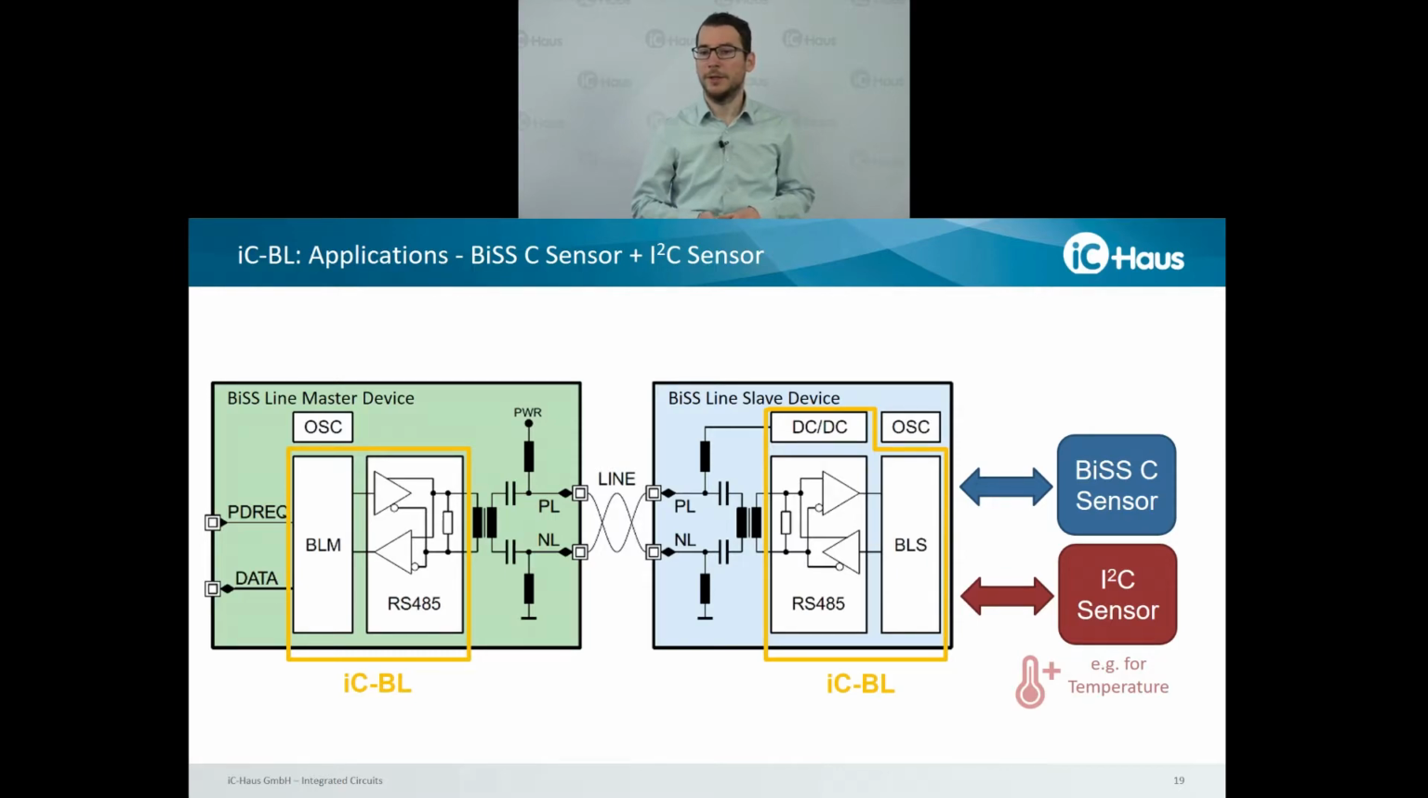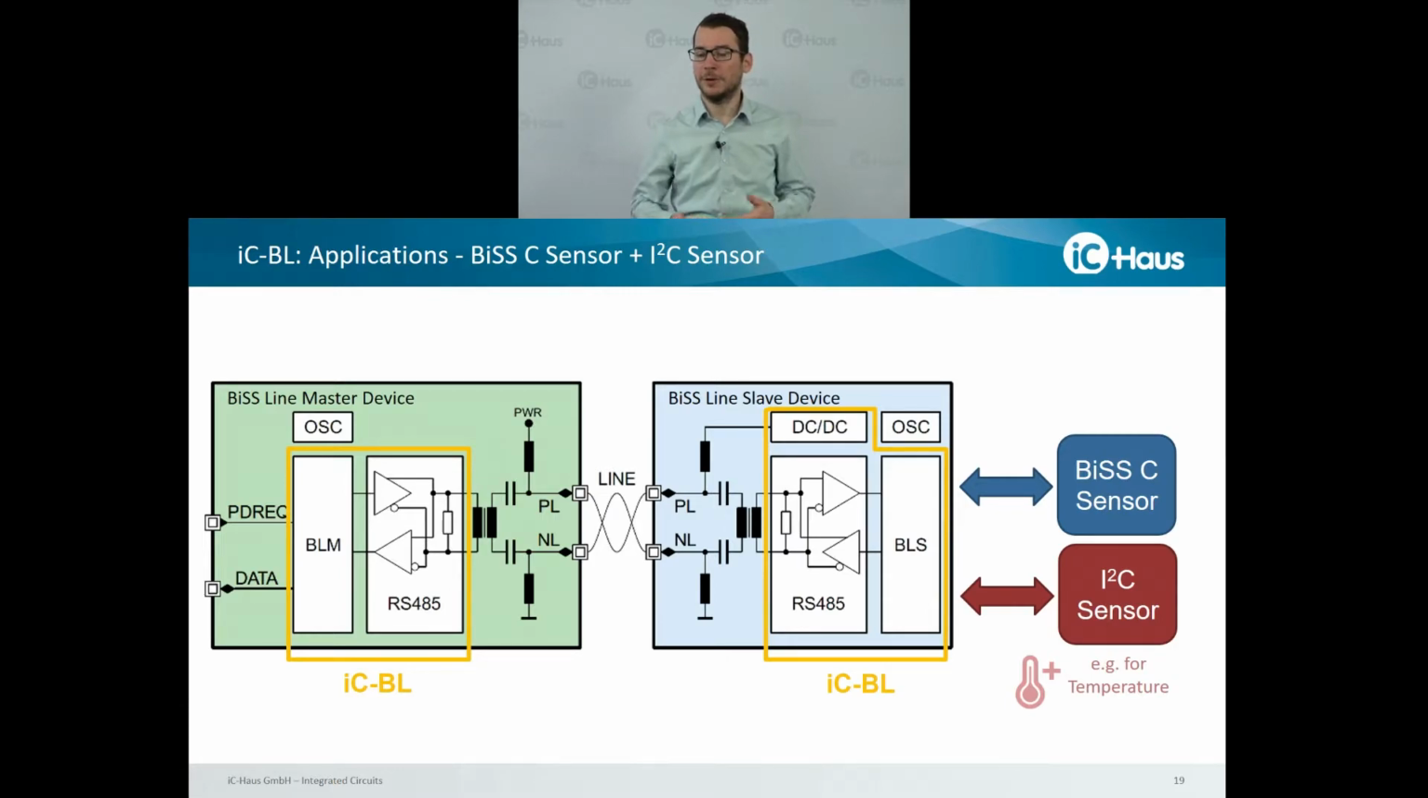To the right, you can see a BiSS C sensor and an I2C sensor, which are connected to iC-BL. For the BiSS C sensor, a process data channel is configured in iC-BL, which means that the whole data content is transmitted within one process data frame.